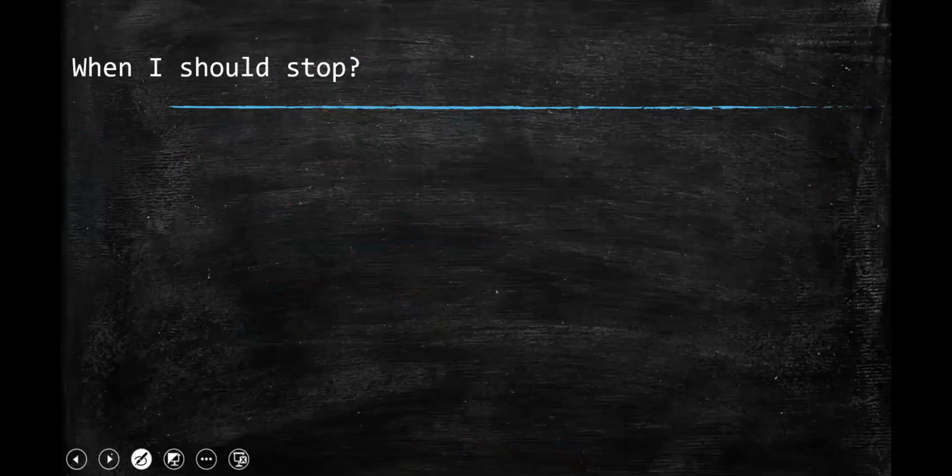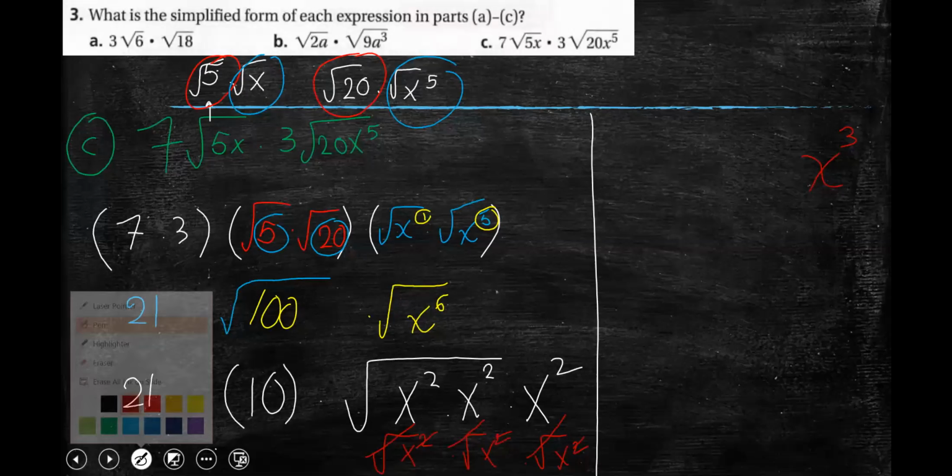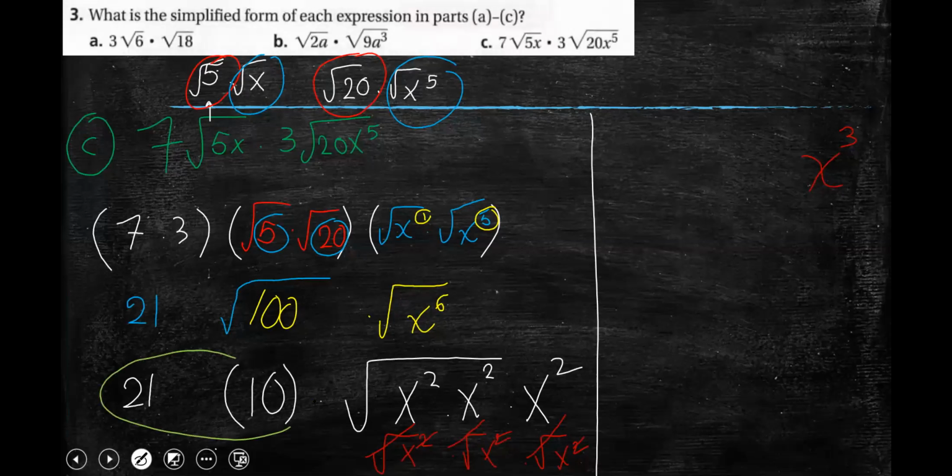And then, what did we have here? Did I finish? No, I have here 21 times 10. So the final answer is 210 x cubic.